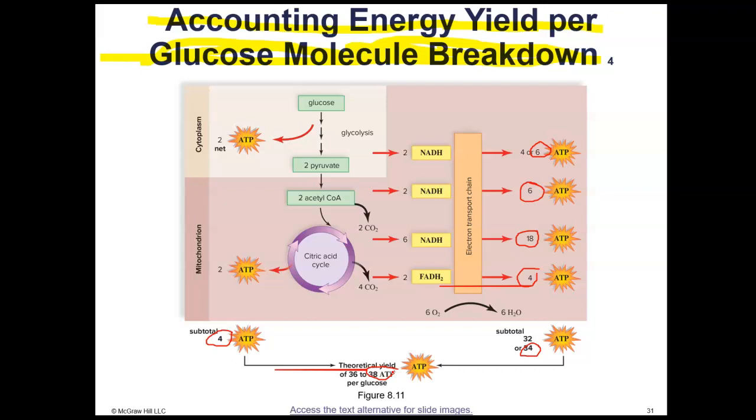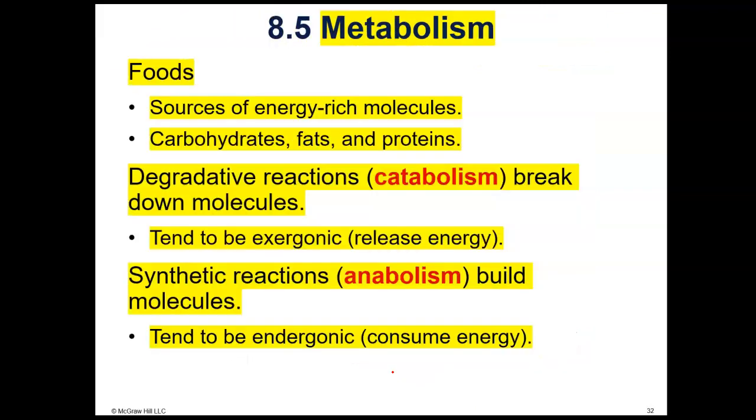But for the most part, the way that I've explained it to you is probably the best way, for our purposes anyway. Every NADH will make 3 ATPs, and every FADH2 will make 2. Now, let's talk about metabolism a little bit, and we'll wrap up this chapter.